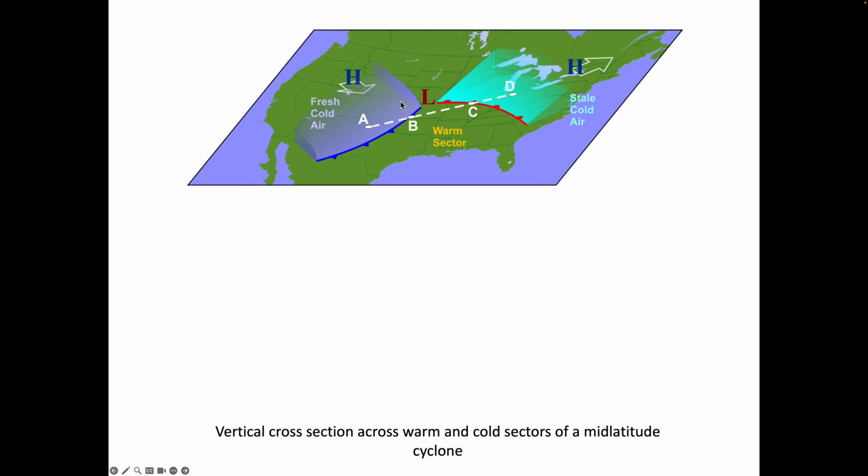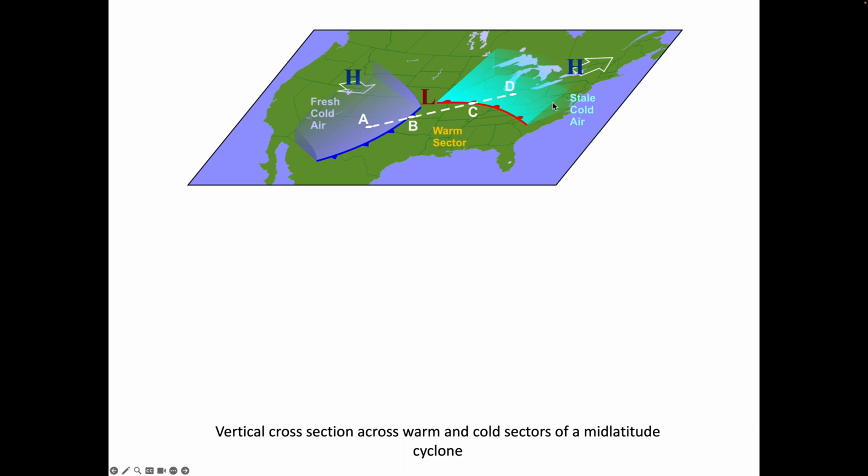So what we have again is the low and our fronts. This blue area indicates the location of what the book refers to as fresh cold air. So this is cold air that is typically advecting, transporting out of Canada, and it is pretty cold. And then to the north of the warm front, we have retreating cold air, and the book refers to this typically as stale cold air.